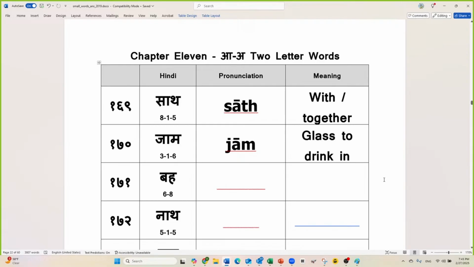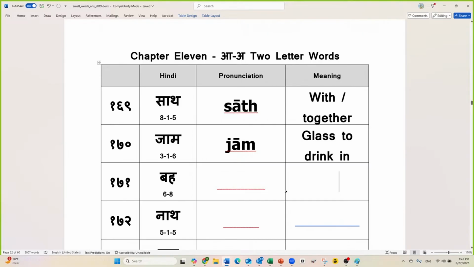A jar filled with alcohol in America is a glass. To drink alcohol in America is a goblet. But in Hindi, and in Urdu, it is jam. Don't call it jam, which you put on the bread.